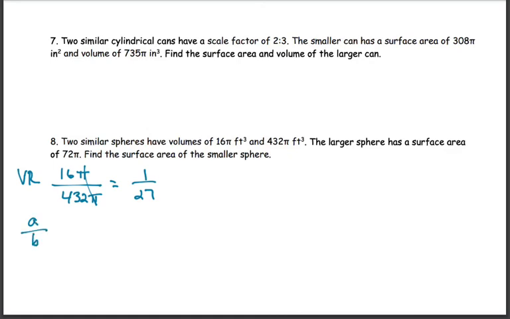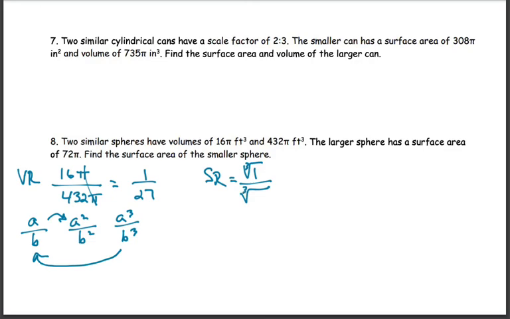So remember, you've got side ratio, you've got area ratio, and you've got volume ratio. We've got to make the volume ratio go back to the side ratio so that then we can figure out the area ratio. So to go from volume ratio to side ratio, I'm going to take the cube root of the top and the cube root of the bottom. And that's going to be 1/3. So now I can convert that to an area ratio because the area ratio will take that side ratio and square it. So that gives me 1/9.